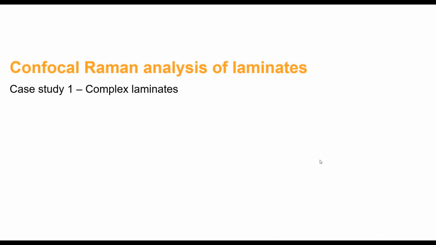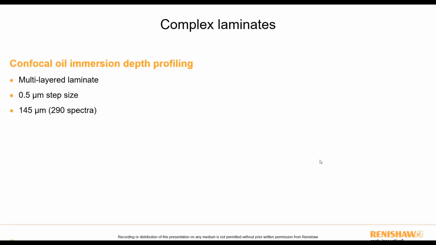So the first example I want to talk through is looking at a complex laminate. This will be using oil immersion, and we're going to be doing a depth profile. So we're going to have our focus at a single point in space, and we're going to be moving our sample up through that focus, collecting a spectrum at each point, and then being able to identify what the spectrum is at any given point to produce a profile.